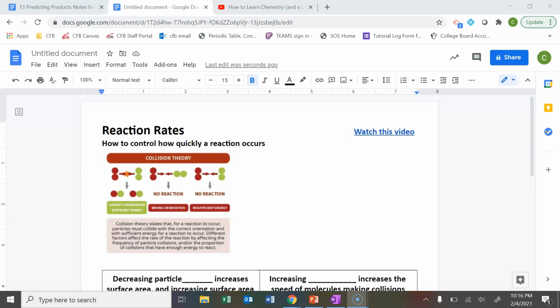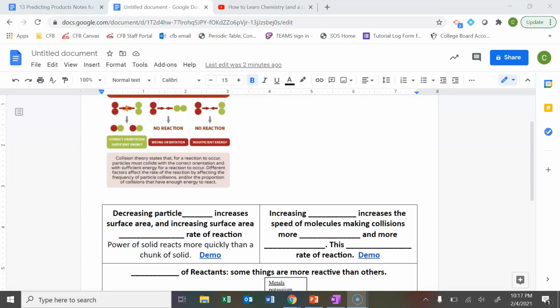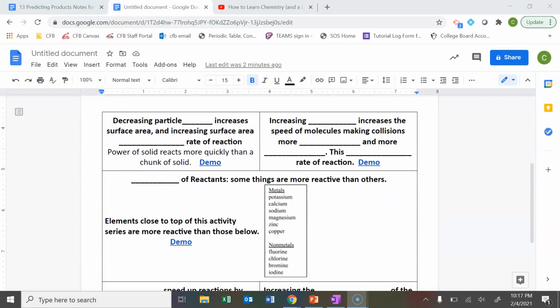If I wanted to make a reaction happen faster, there's a couple ways I could do that. Several ways, actually. But it all comes down to collision theory. I can increase the number of collisions, I can increase how forceful the collisions are, so how hard of a collision they are, or I could change the orientation to make it more favorable. Those are the ways that we can change how quickly a reaction happens, if I wanted to make it happen more quickly. Let's talk about some ways in which we can do that.